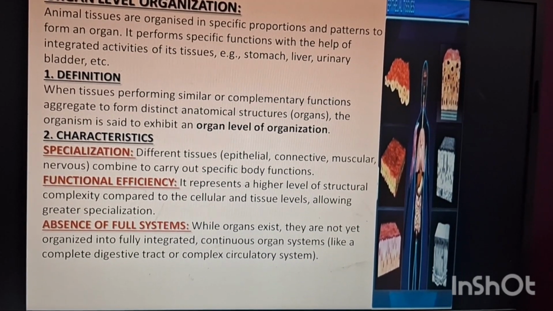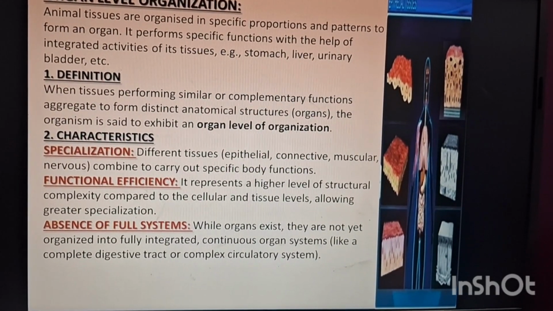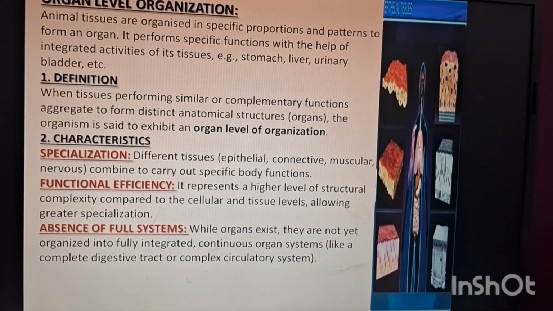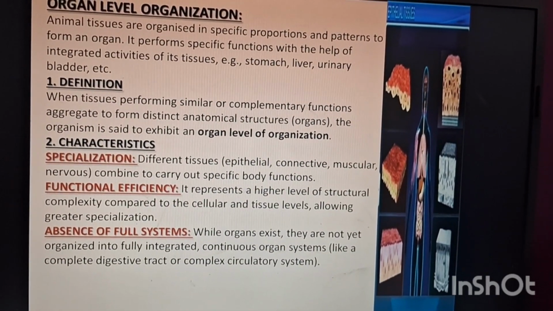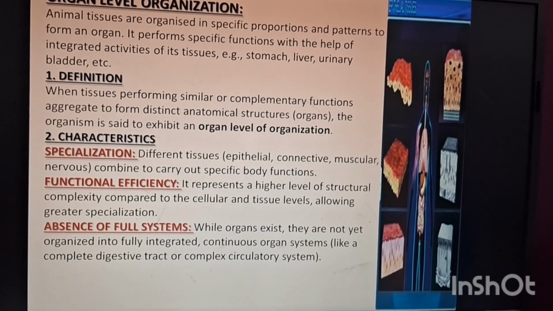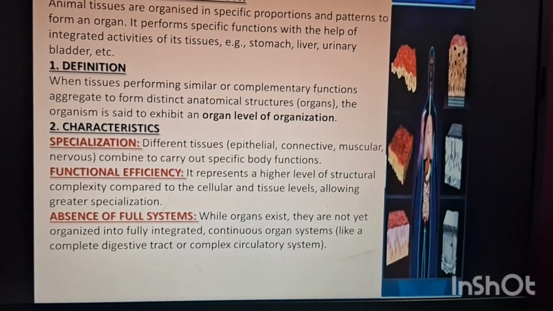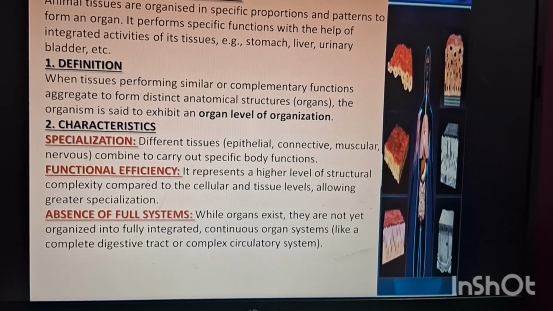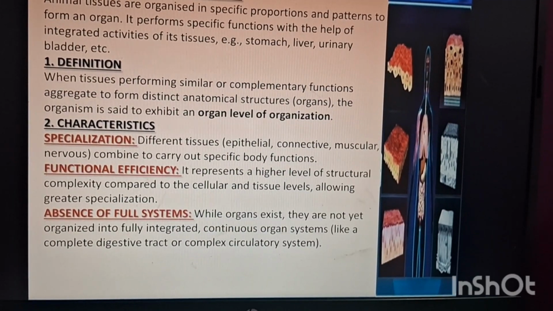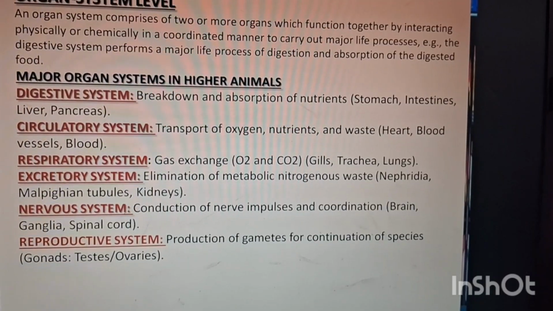Different tissues, that is epithelial, connective, muscular, nervous, combine to carry out specific body functions. Next, functional efficiency. It represents a higher level of structural complexity compared to the cellular and tissue level, allowing greater specialization. Next, absence of full systems. While organs exist, they are not yet organized into fully integrated continuous organ systems like a complete digestive tract or complex circulatory system. Organ system level organization.